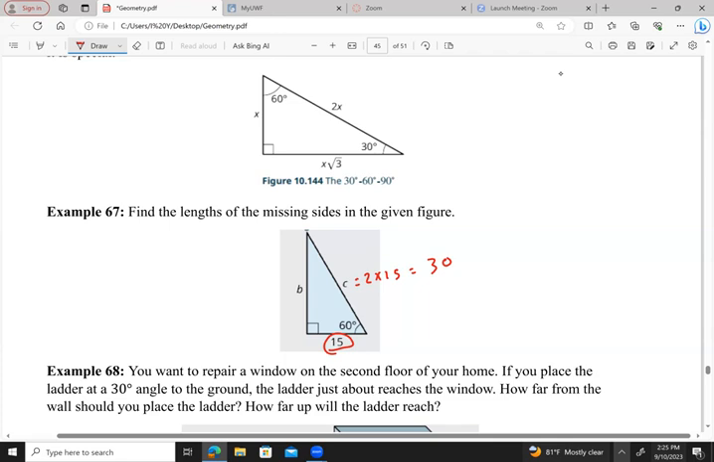And then this is simply the square root of 3 times 15. And if we want to go ahead and calculate that, we get 15 times the square root of 3, and we get approximately 25.98 equals B.